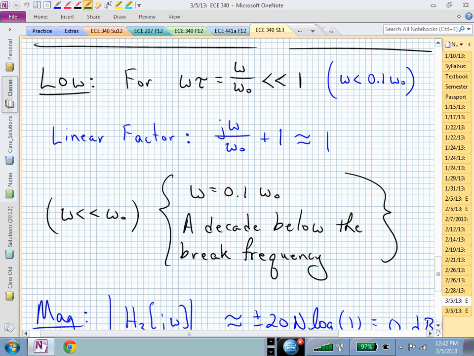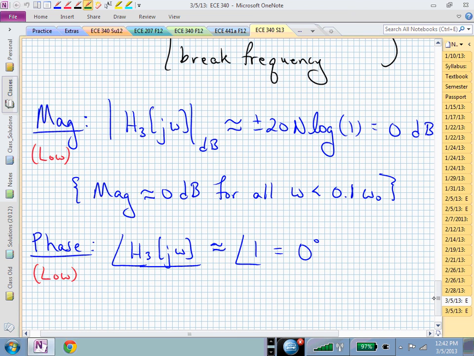We're going to throw away that imaginary piece, and that's true as long as the frequency omega is a decade below the break frequency. We can now apply that approximation to both cases, the magnitude and the phase. For the magnitude, if we said that the complex number could be approximated by 1, we're now taking the log of that magnitude of 1, and that's 0. We're now saying that that linear factor has a dB of 0 until we get to the break frequency. Well, actually, this is true as long as we are a decade below the break frequency.